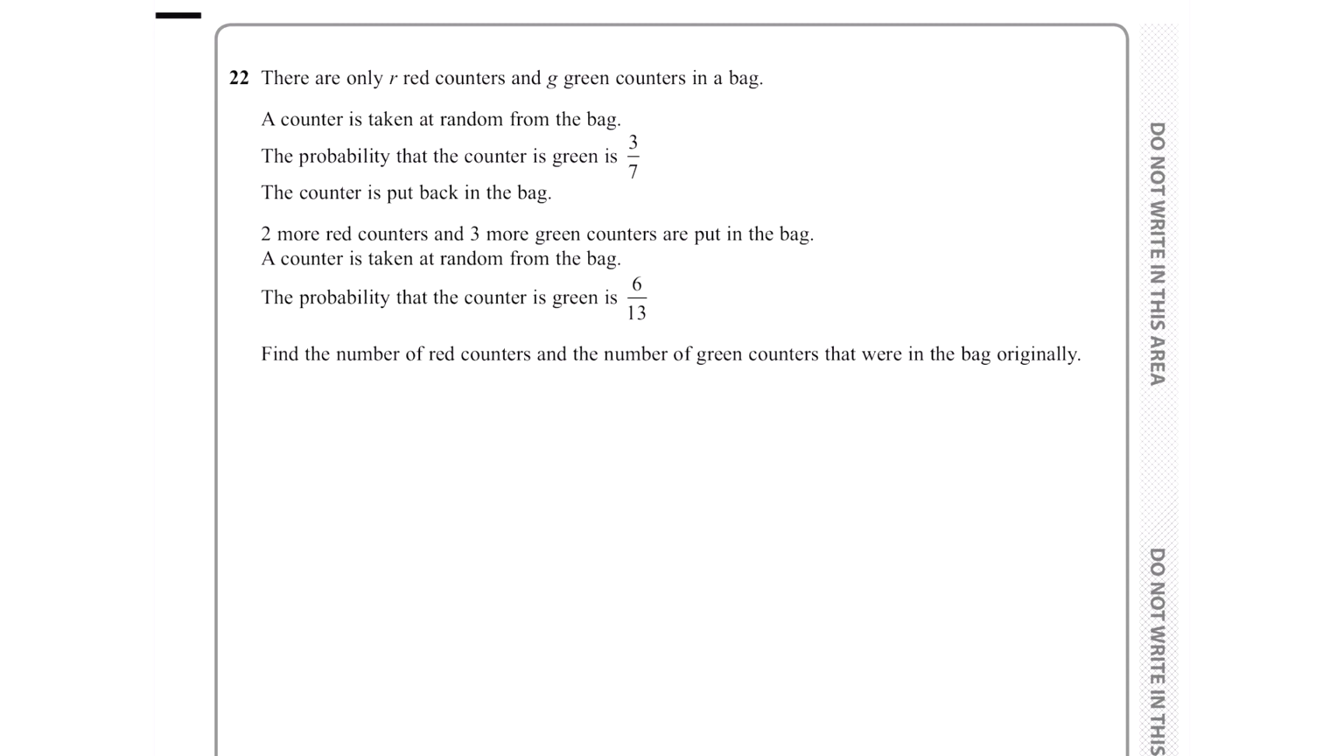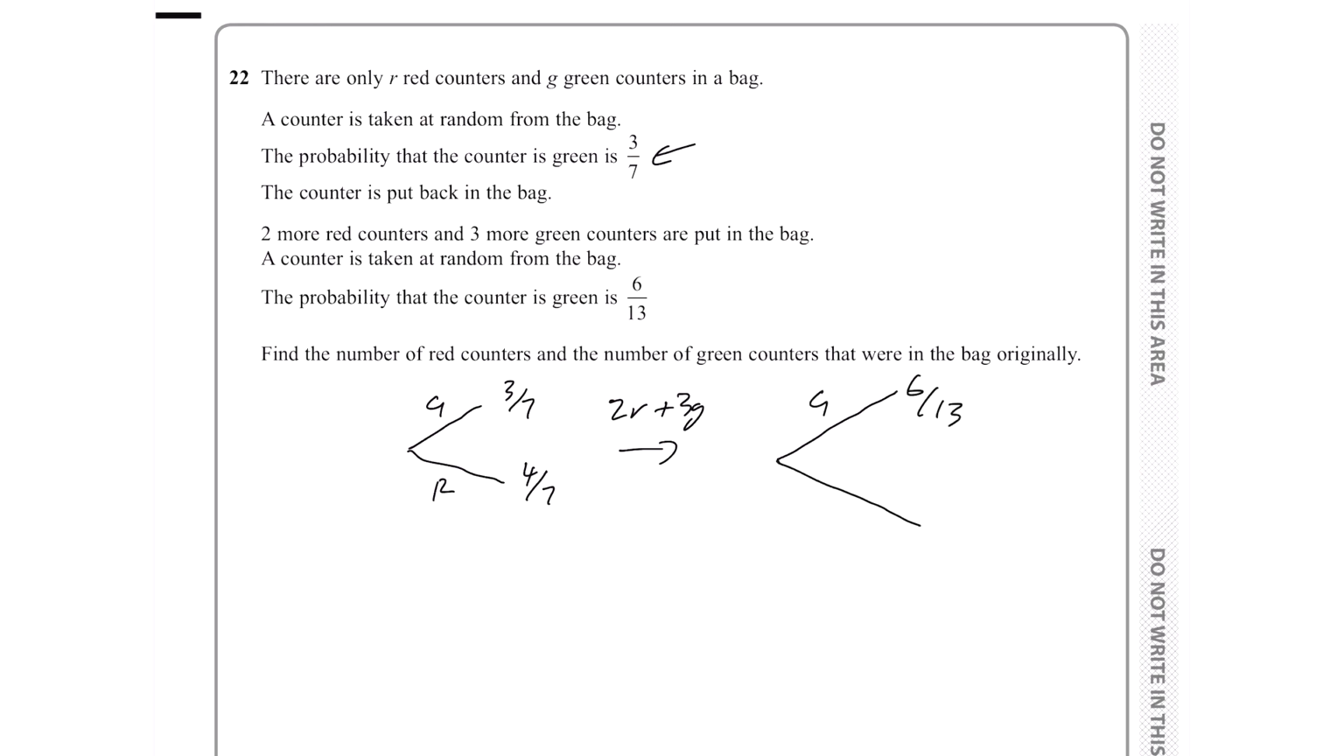Right, so if you draw this out as the first take and the second take, originally we have green and we have red, and we're told the probability of green is 3 out of 7, that's there. So that means the probability of red would be 4 out of 7. And then we're told that they've added 2 reds and 3 greens, and that's then changed the probability of the green to be 6 over 13, and the probability of red will then be 7 over 13.